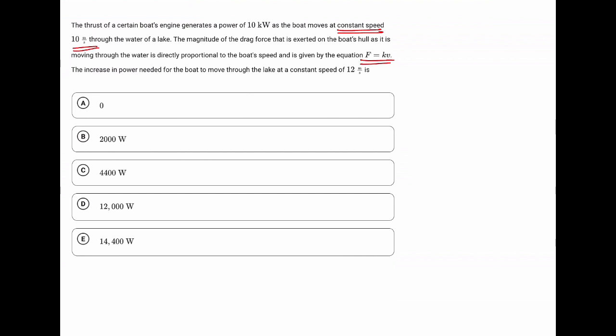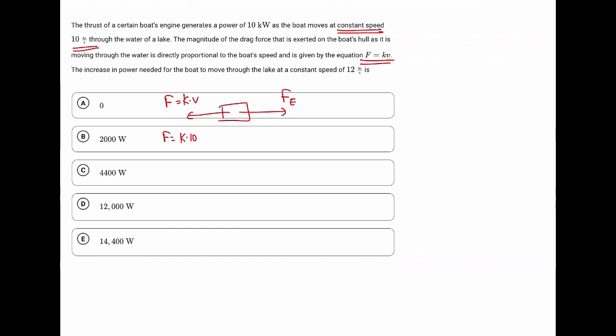However, it helps me to make a graph of the situation, a diagram of the situation. We know that there is a force by the engine. We don't know the force by the engine, but we know that there is a drag force, K times V. And we don't know the value of K, but we know that initially the speed is 10. So K times 10 is initially the value of the drag force.